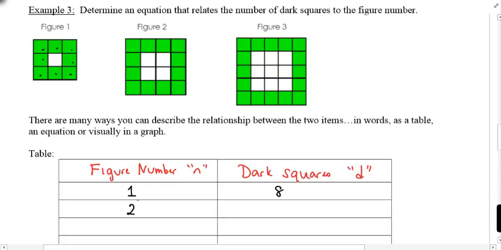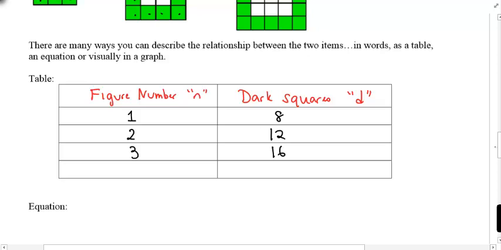Figure number 2, 1, 2, 3, 4, 5, 6, 7, 8, 9, 10, 11, 12. Figure number 3 seems to be 16. And I'm going to leave the last row as our variable n. Okay. Now here I did not extend the chart for you, but I gave you some space to describe the patterns. Okay. Let's see what the pattern is here.